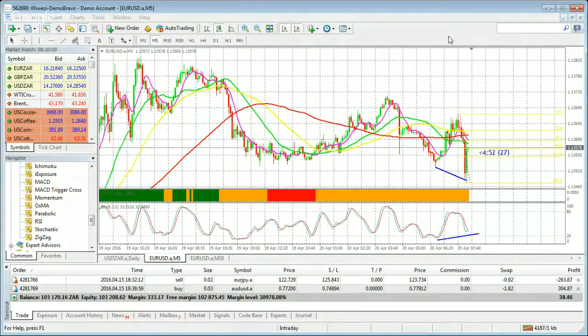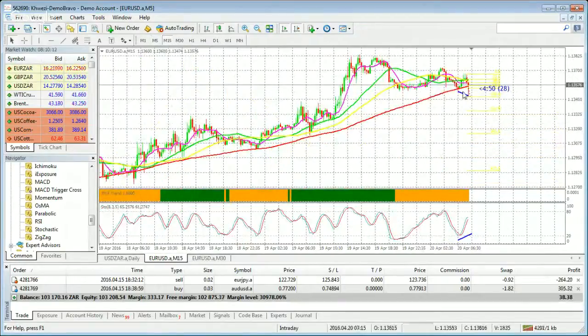Candle's finished forming. Let's see, we've still got some time left before that one's going to do anything. I was looking at where that support level went to. Obviously, I deleted it when I removed the Fibonacci.